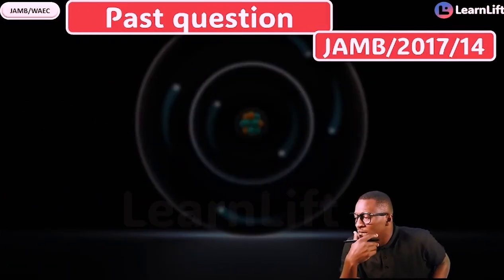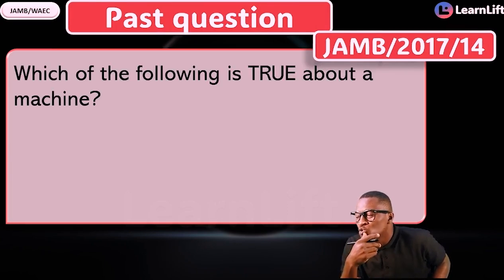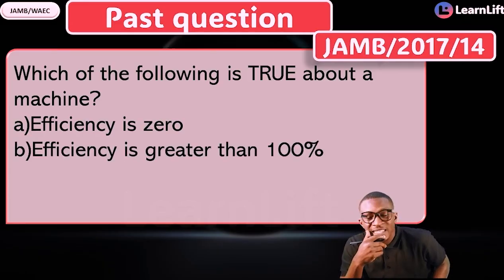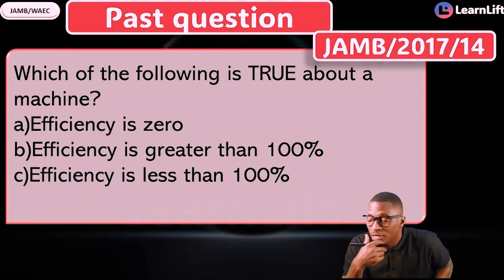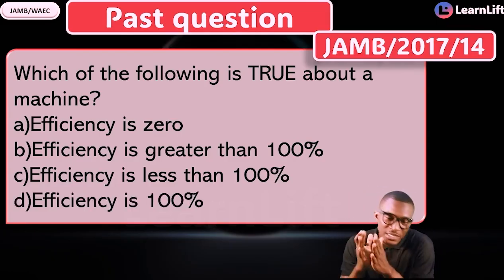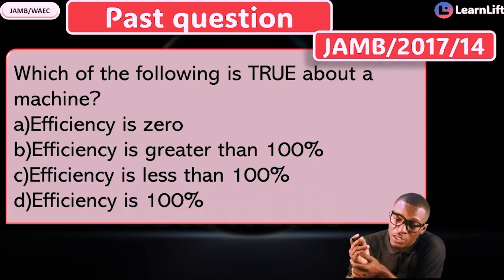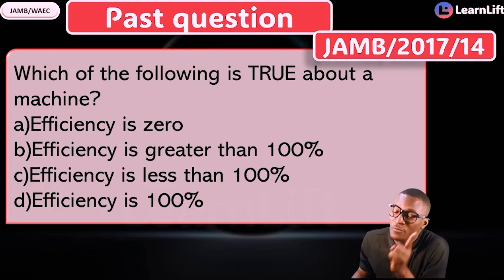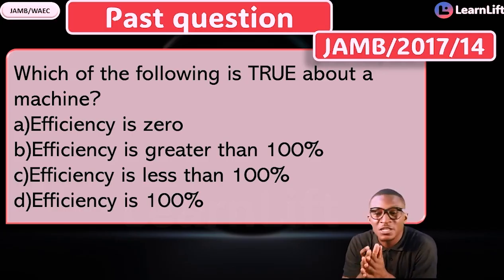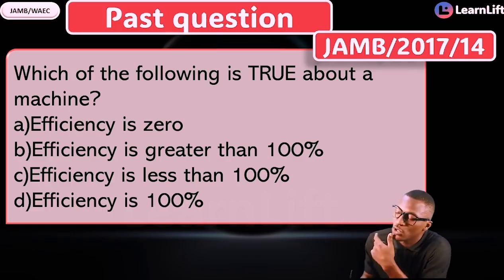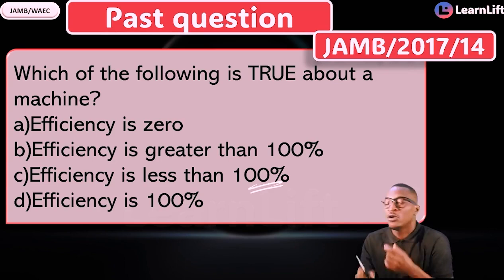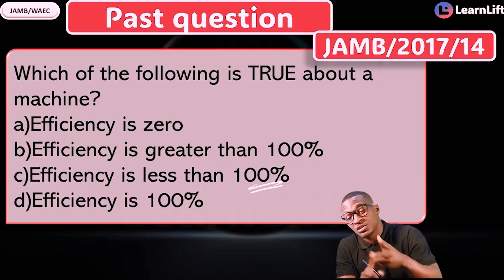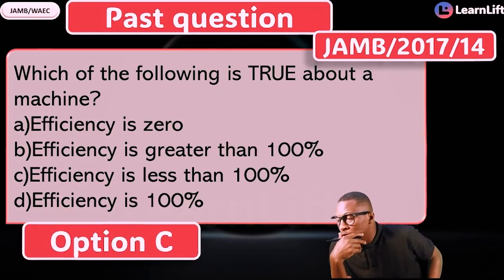Let's see. JAMB 2017 question 14. The question says, which of these is true about a machine? Option A says efficiency is 0. B says efficiency is greater than 100%. C says efficiency is less than 100%. And D says efficiency is 100. We said for an ideal machine, efficiency is 100. But it is not true in practice, because efficiency can never be 100 because of friction. So the efficiency of a machine can never be 100%. Why? Because of friction. So efficiency is always less than 100. I said friction affects what? Mechanical advantage, output, efficiency, right? So making option C become the answer.